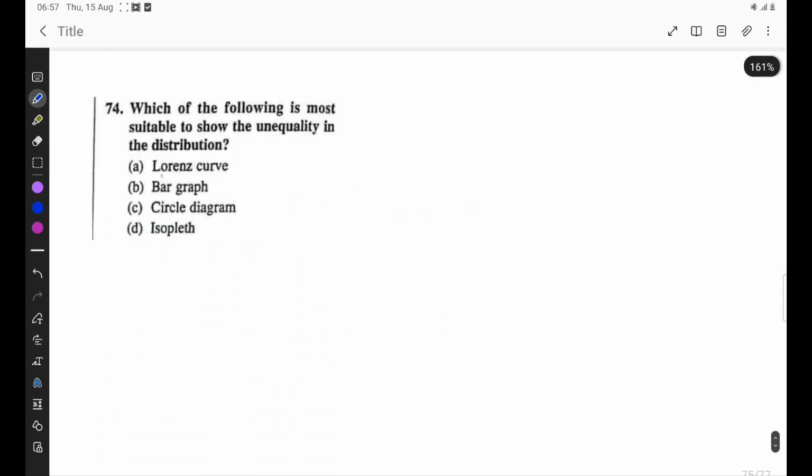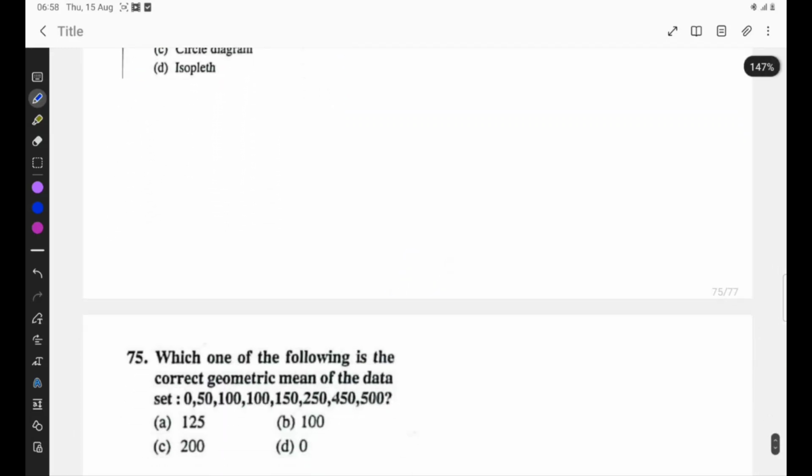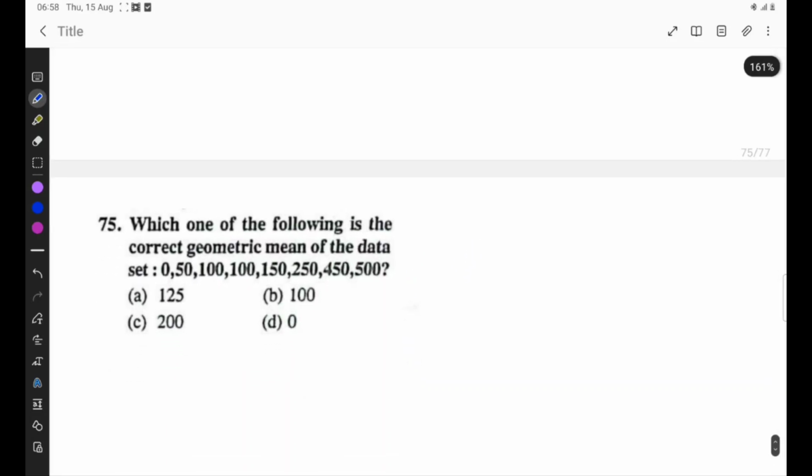Which of the following is most suitable to show the inequality in the distribution? So the Lorenz curve is the right answer. So this is the last question.